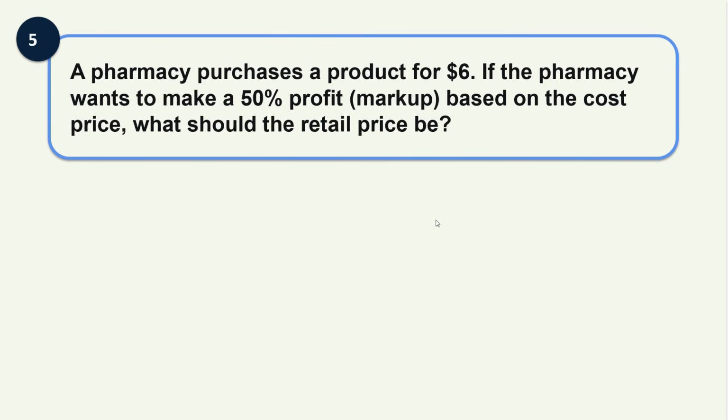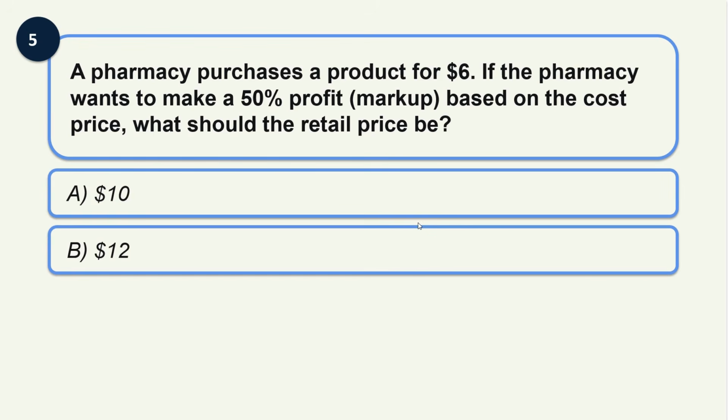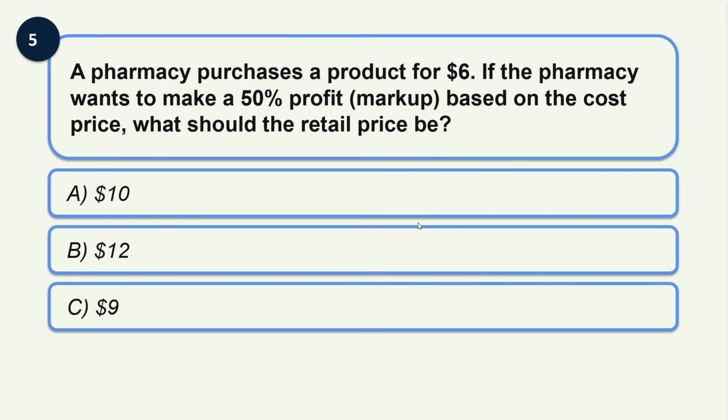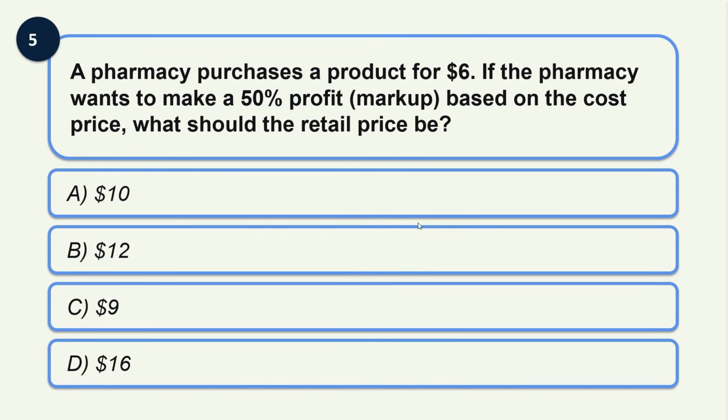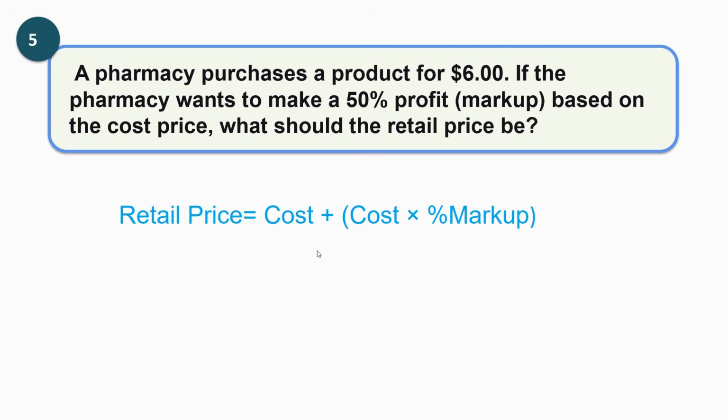Next, a pharmacy purchases a product for $6. If the pharmacy wants to make 50% profit or markup based on the cost price, what should the retail price be? A, $10; B, $12; C, $9; D, $16. Correct answer is $9. So if you sell with the 50% markup a $6 product, the retail price will be $9. Let's solve how to do it.